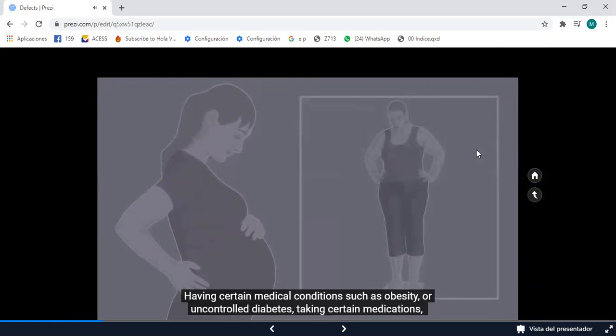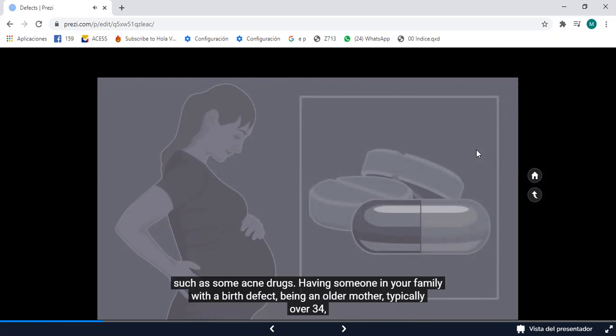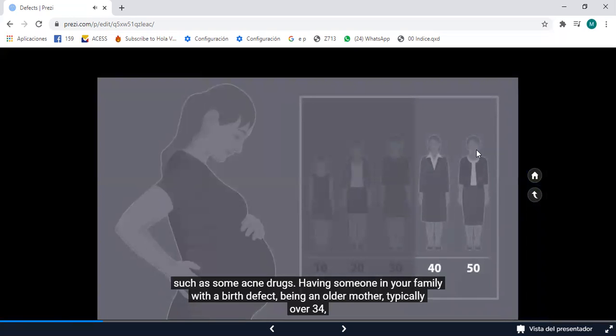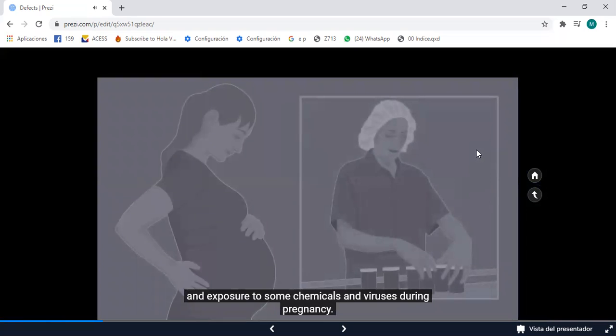Having certain medical conditions, such as obesity or uncontrolled diabetes. Taking certain medications, such as some acne drugs. Having someone in your family with a birth defect. Being an older mother, typically over 34. And exposure to some chemicals and viruses during pregnancy.